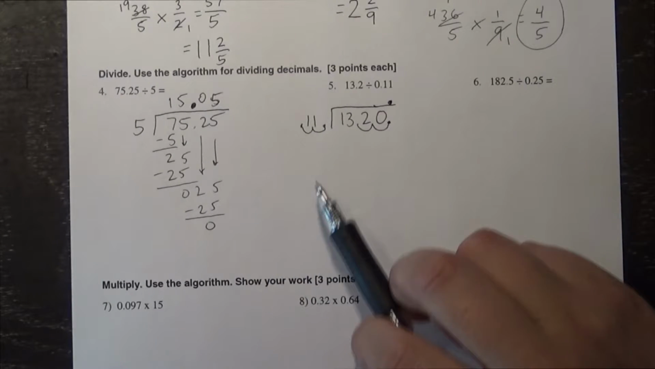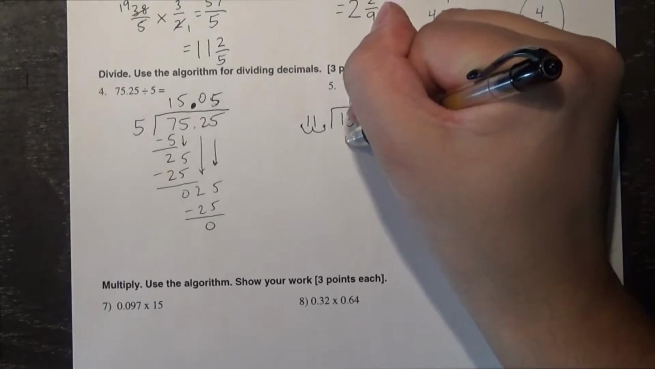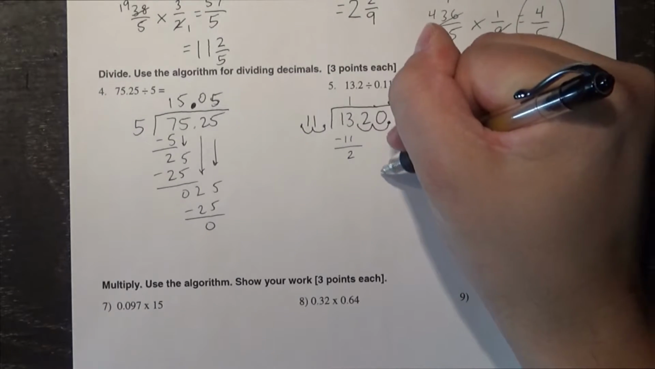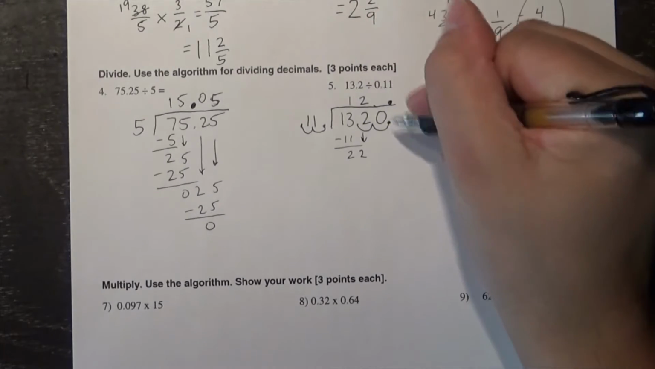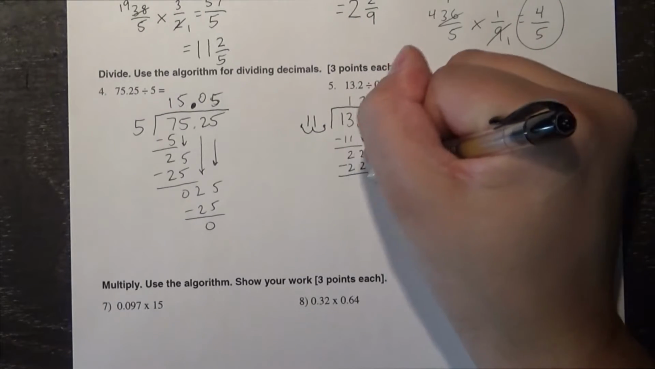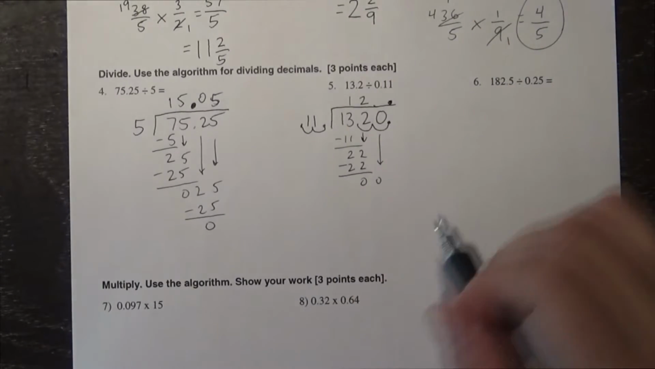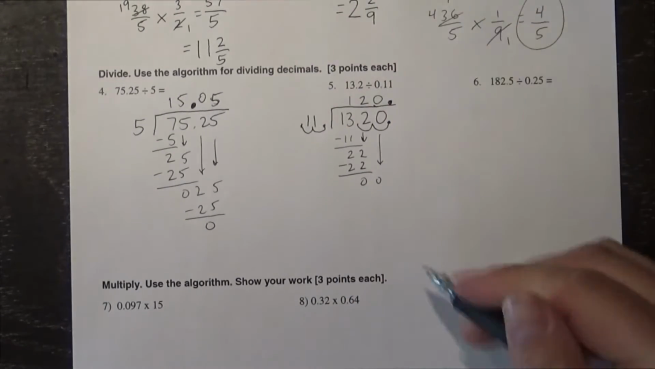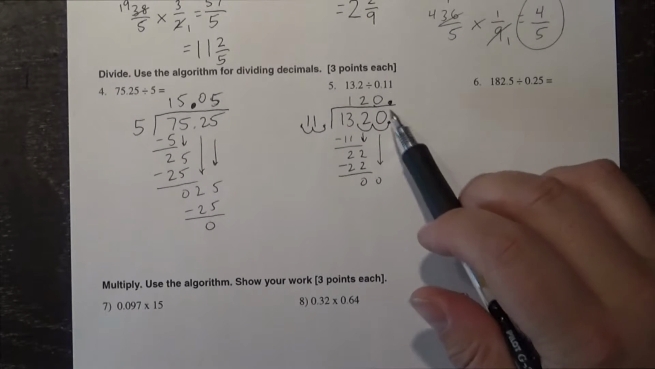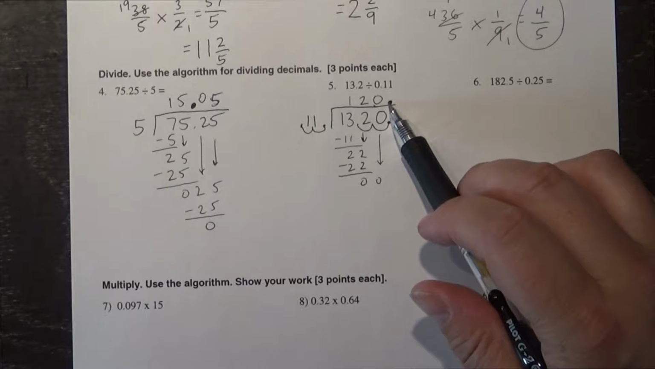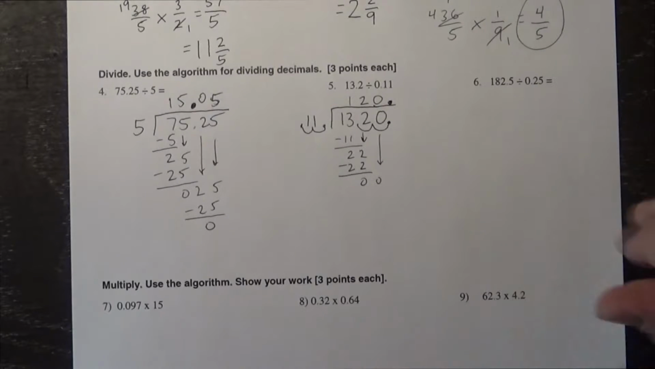So now I can divide as usual. 11 doesn't go into 1, but it does go into 13 one time. That would be 11. That would be 2. Bring down my 2. 11 goes into 22 2 times. 2 times 11 is 22. I get 0. Bring down my 0. 11 goes into 0 0 times. So my answer here is 120. I've got that decimal at the end, but I don't really need it for a whole number. So my answer is just 120.